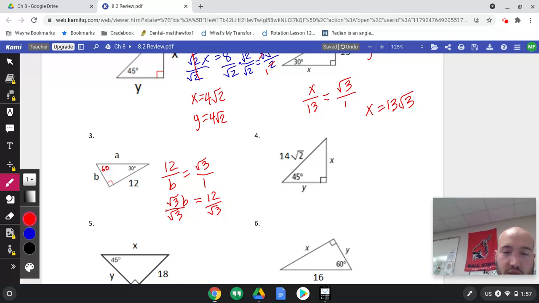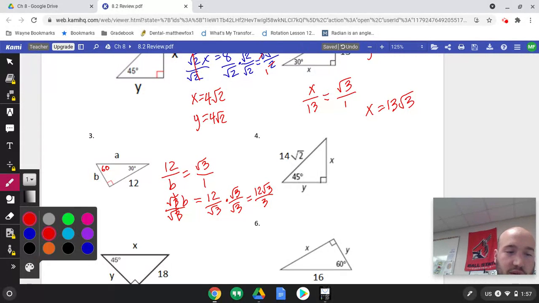Now, once again, we can't have a square root on the bottom. These will cancel, but we got to get rid of that. So we get 12 square root of 3 over 3. And from here, we can cancel. So 3 goes into 3 one time. It goes into 12 4 times. And our final answer for B is 4 square root of 3.